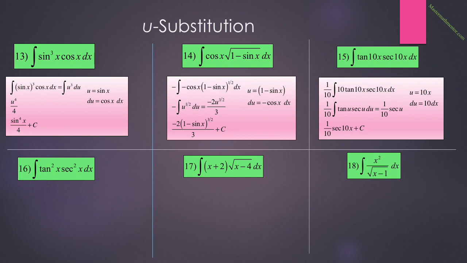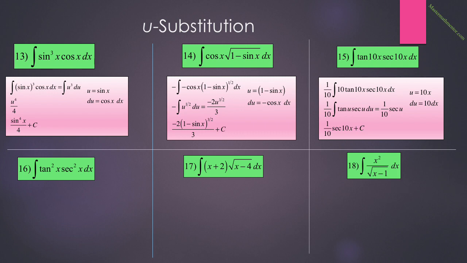Problems 15 and 16 are similar, but done very differently. Number 15 reads the integral of tangent of 10x, secant of 10x, dx. In order to do this, you must realize that tangent secant is one of your basic integration forms. So we let u equal 10x, therefore du is equal to 10 dx.